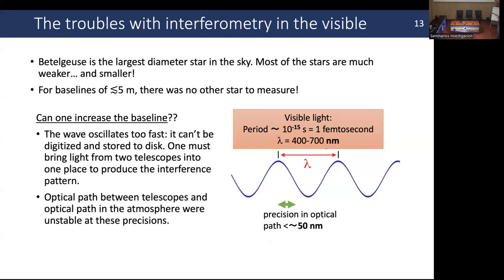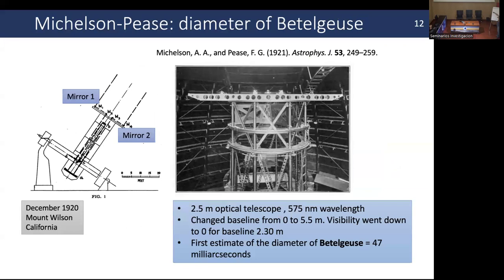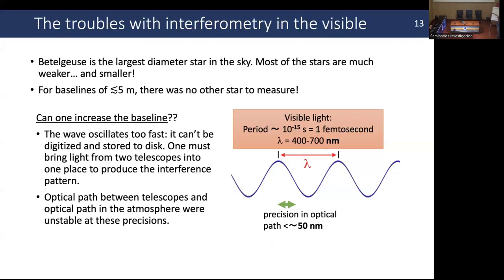And if you want to bring the light together to a detector, like they did here, to create an interference pattern, it gets very difficult because the optical path gets distorted by the atmosphere, and then it gets distorted in the ground, okay? So it's very difficult simply to reach these precisions in the optical path of better than 50 nanometers, huge precisions, right? So it's very difficult to do this kind of interferometry with longer baselines.